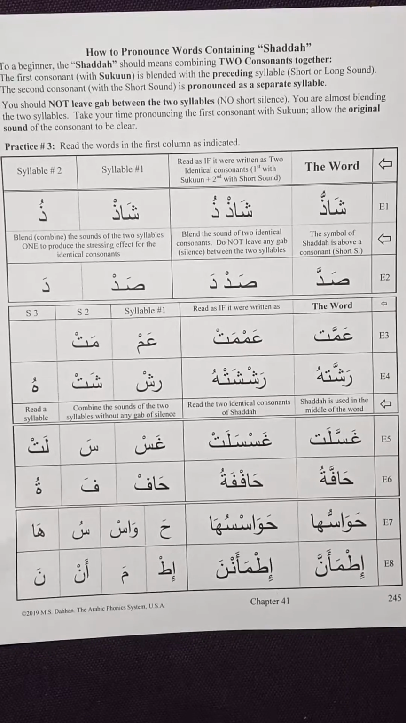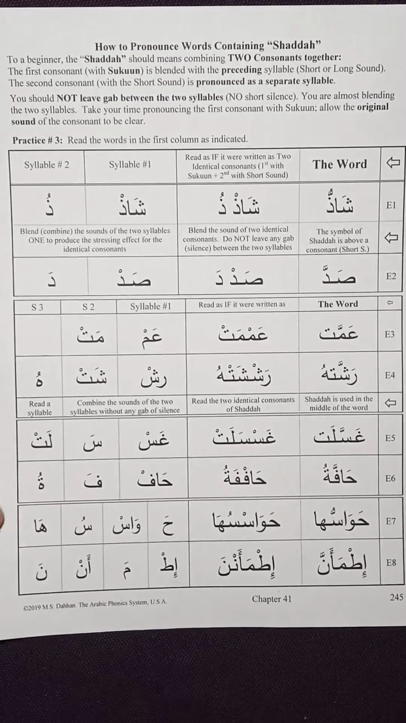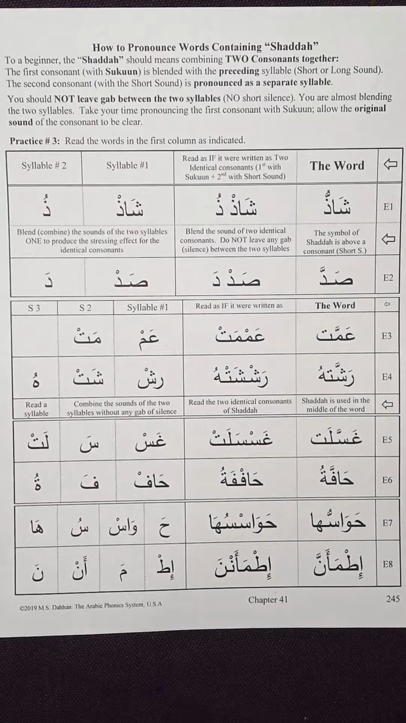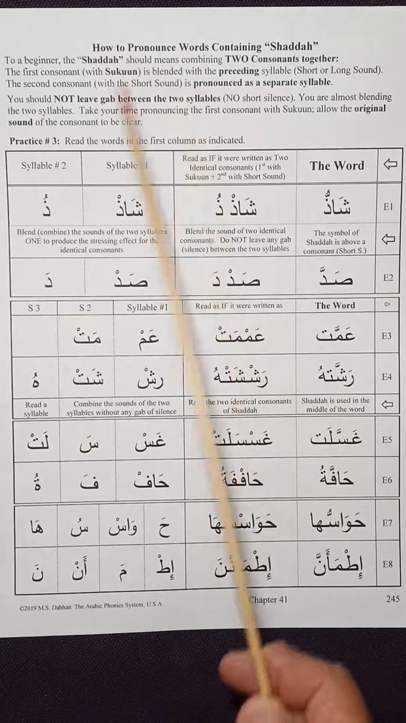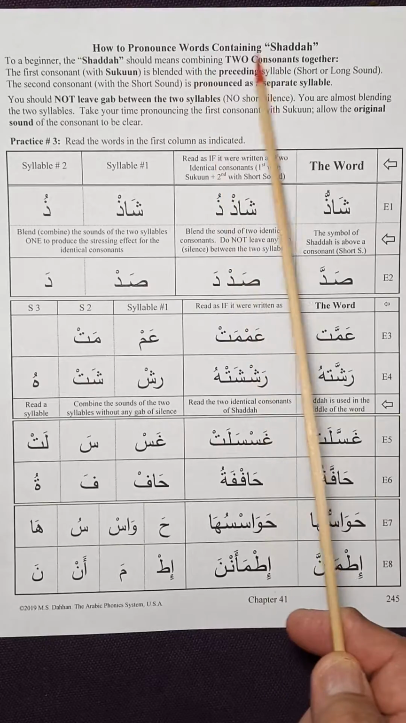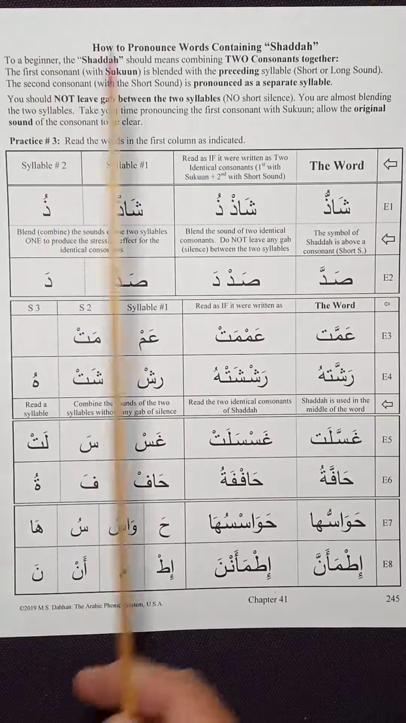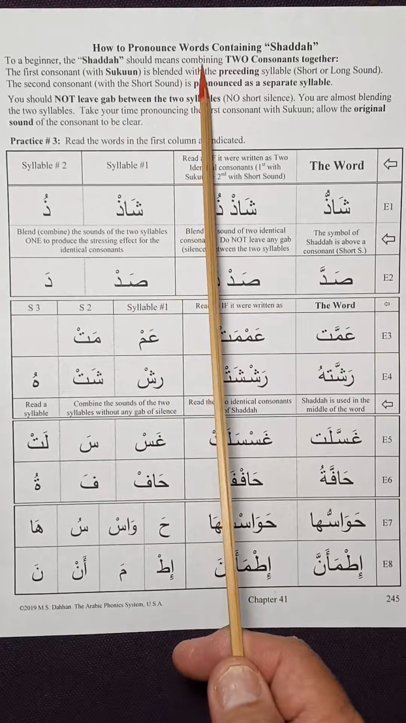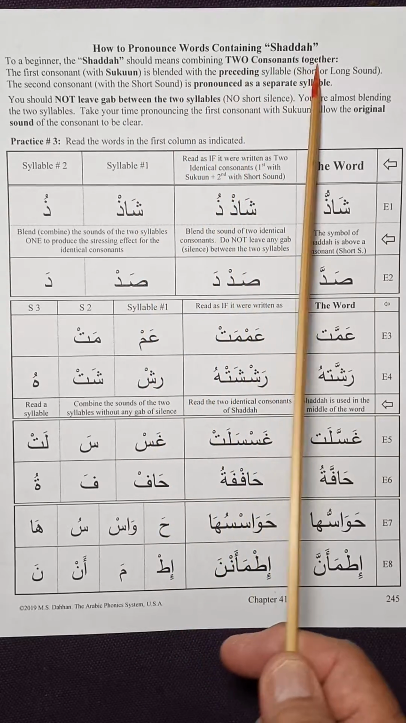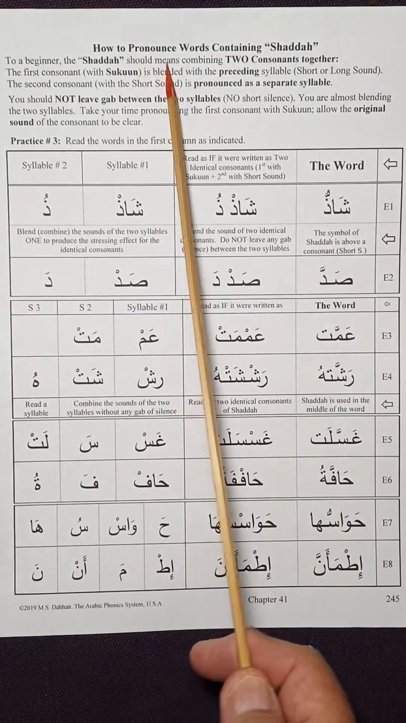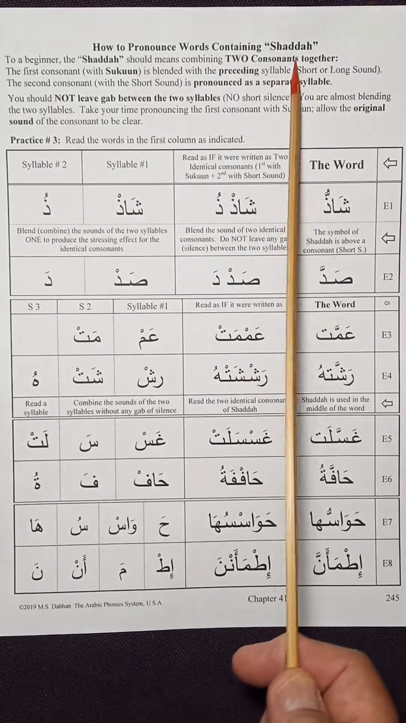When you pronounce them, you don't pause like we did, because we're not reading them normally as a normal word, but in syllables we combine them into one syllable that has two sounds in it that we have to say. We have to pronounce words that contain shadda. Oh, wait a minute. Didn't we just do that? To beginners, shadda means combining two consonants together. You got that? Shadda means combining two consonants together.